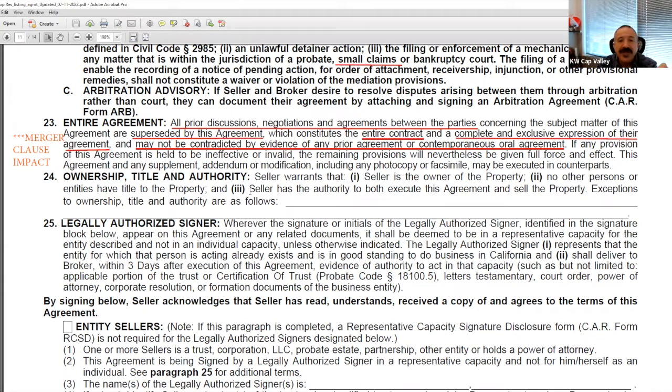Ownership, title, and authority. The seller is warranting that they are the owner of the property. There's no other persons or entities that have title to the property, and the seller has authority to execute the agreement and sell the property. If there are any exceptions to that, that's where you would put it here.